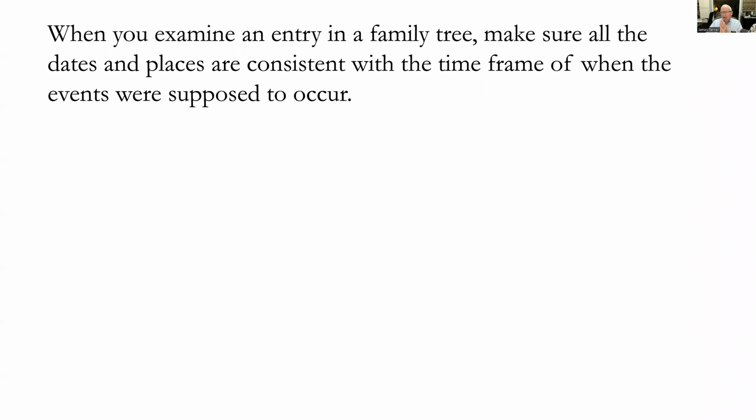So if you go into the FamilySearch Family Tree, or any family tree, any one of the programs out there, what you need to do is make sure all the dates and places are consistent with the time frame. So that's the three things: the dates and the places, and then the context of the time frame when the events were supposed to occur.